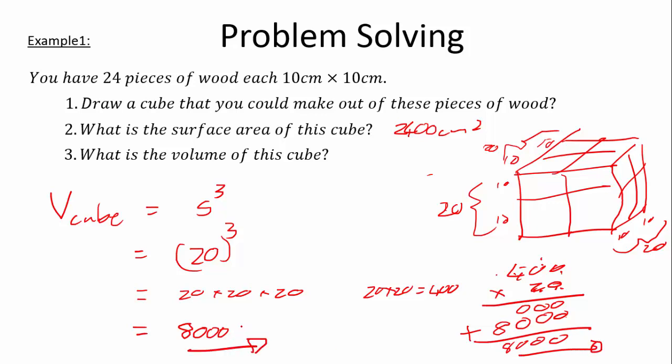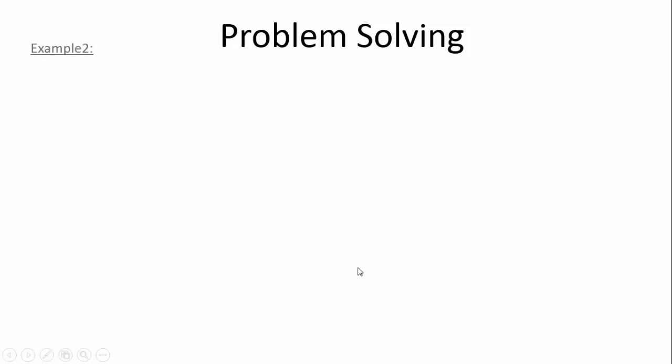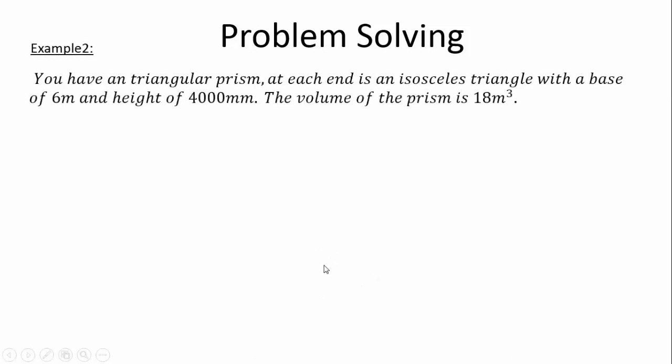Is that our answer? Centimeters cubed. It's got to be cubed. Okay, let's look at another example. We have a triangular prism. At each end is an isosceles triangle with a base of 6 meters and a height of 400 millimeters.